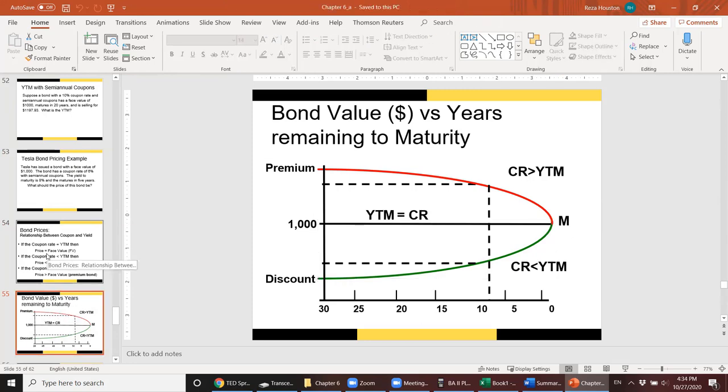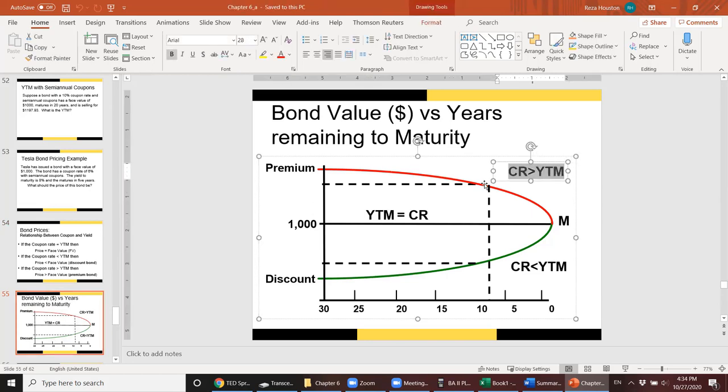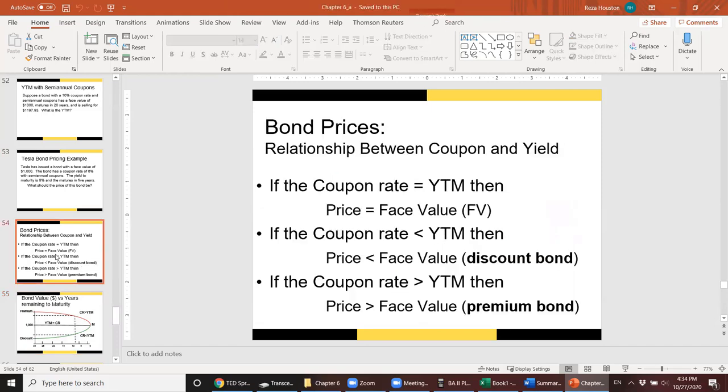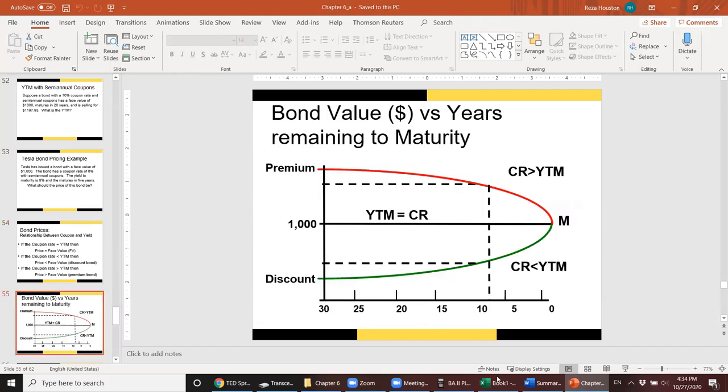All right, so the final note I have here. Premium bonds are characterized by a coupon rate greater than the yield to maturity. So if you see a bond with a coupon rate above its yield to maturity, definitionally you're going to have a premium bond. On the flip side, if the coupon rate, let's say it's 8% and the yield to maturity is 12%, now you're looking at a discount bond. Basically, the value of that bond will appreciate over time as we get closer to maturity. So I guess that's that.